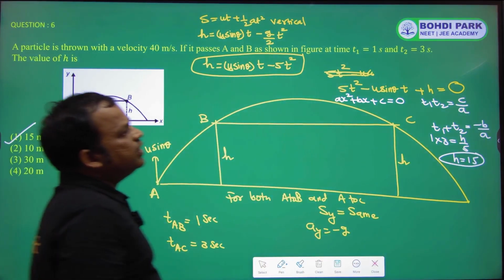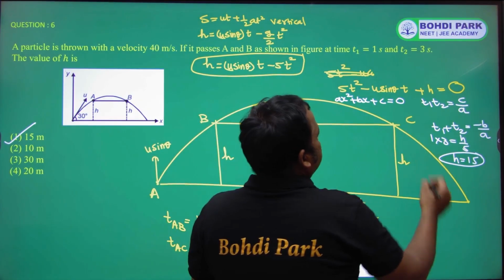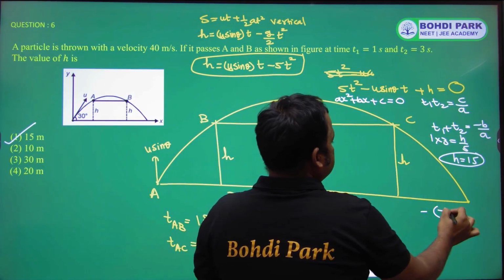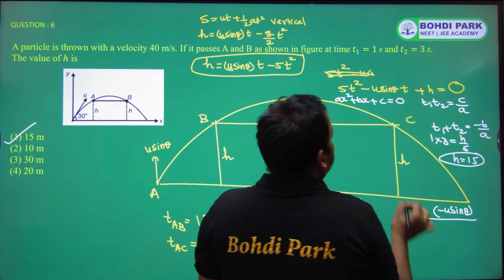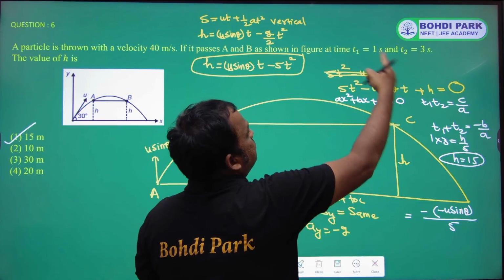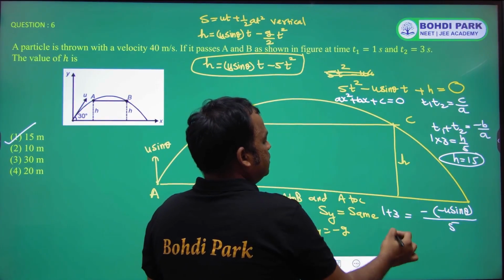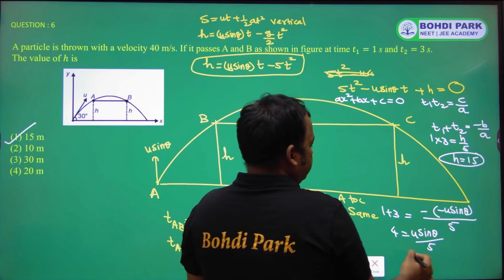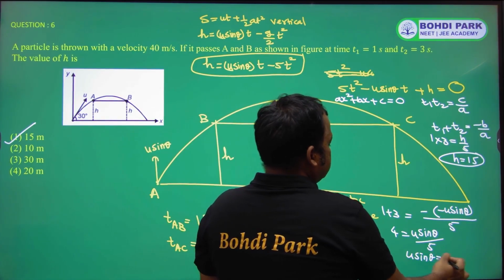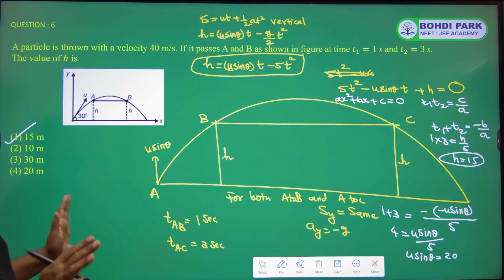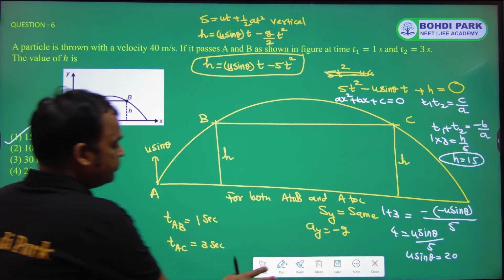And we can also find u sin theta. So minus b by a means minus of b, which is minus u sin theta, by a, which is 5. Now that is equal to t1 plus t2, 1 plus 3. So 4 is equal to u sin theta by 5. So u sin theta is equal to 20. So we have solved this question. Now this is finished. Now next question.